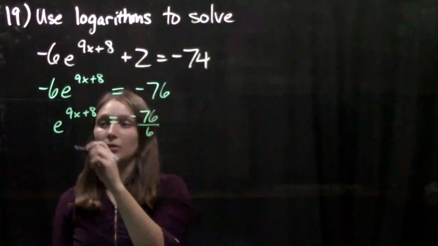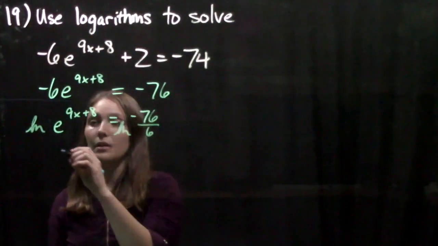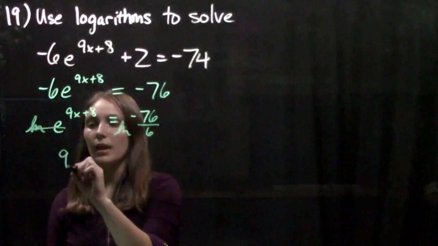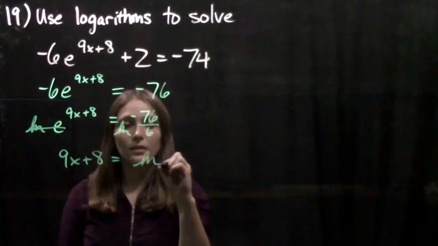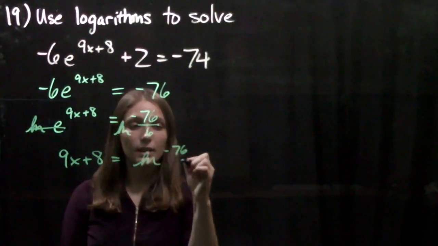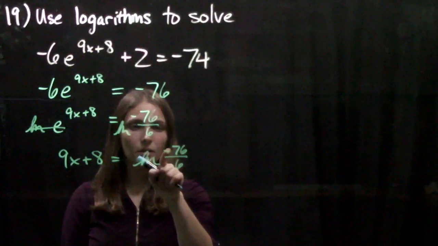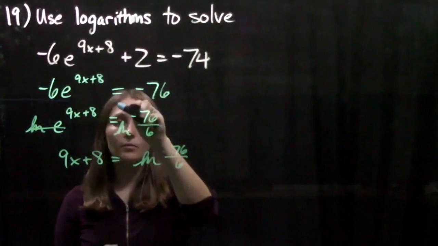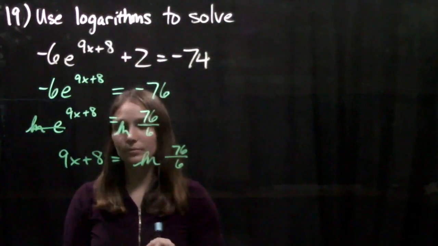Next, we're going to take the natural log of both sides in order to undo this e here. So that will undo the e, and we'll have 9x plus 8 equals the natural log of -76 over -6. Sorry, that's not a negative. It's no longer a negative. Why is it no longer negative? Because we divided by a -6. So we're back to positive.